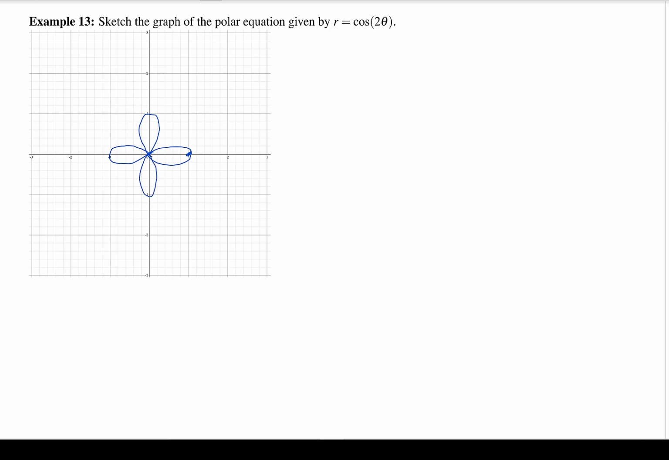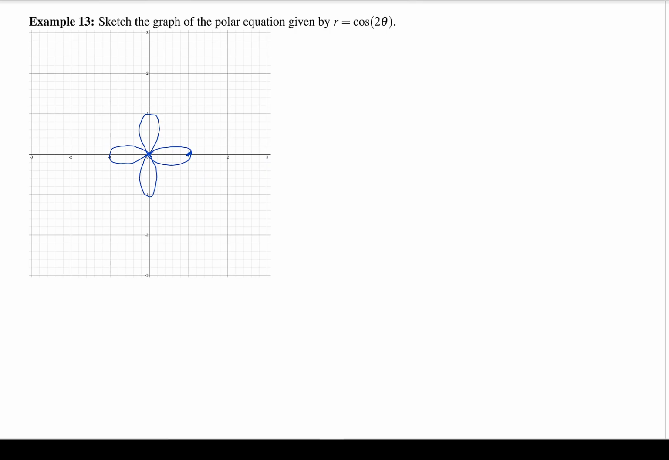Right, now if I had r equals 2 cosine 2 theta, then all I'm doing is changing the length of these petals. Or even r equals 3 cosine 3 theta. So that means that instead this petal would have looked like this. And then I'd have to similarly adjust the size of all the other ones.